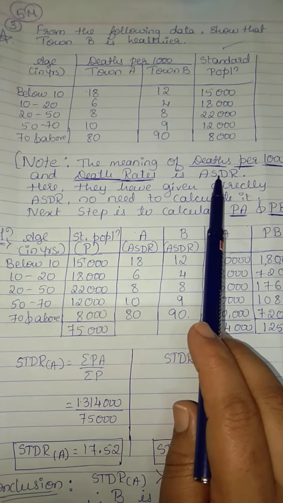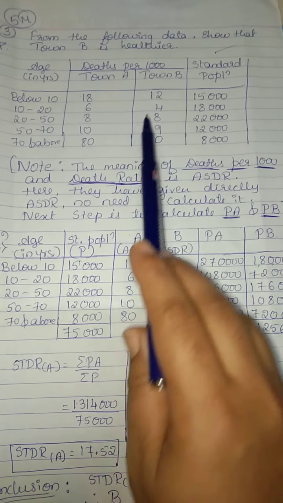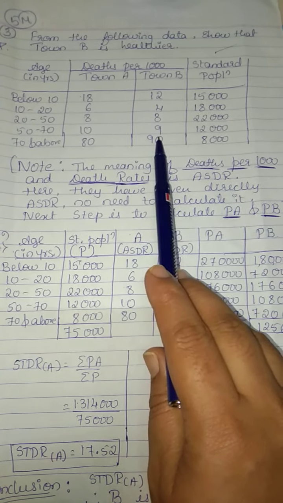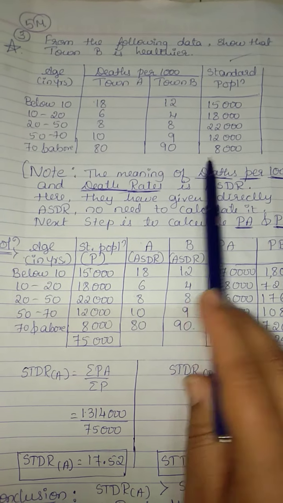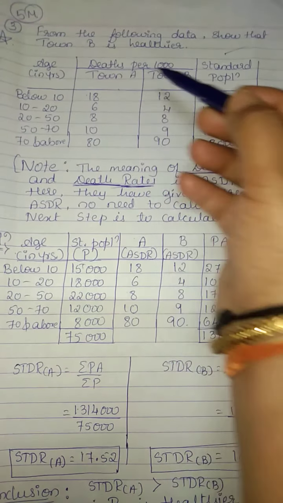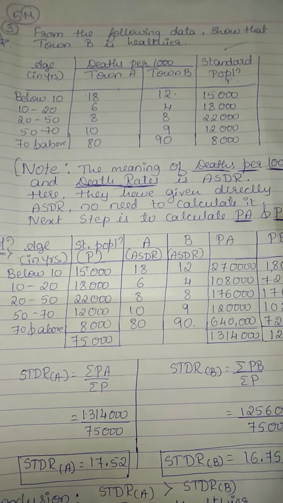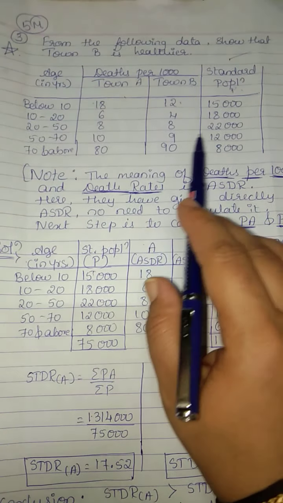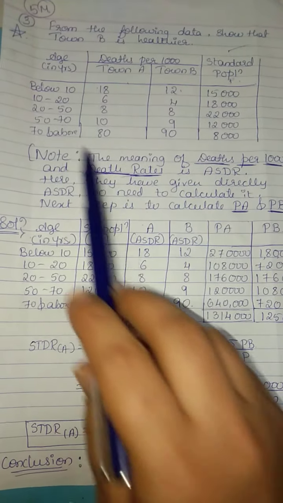Now, this is ASDR for A and this is ASDR for B. The standard population is given directly. This is considered as A and this is considered as B. This is P. P into A, P into B. That's it. This is ready-made, so it carries 5 marks.